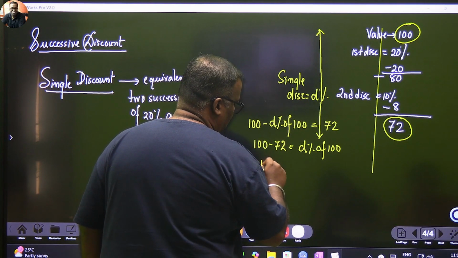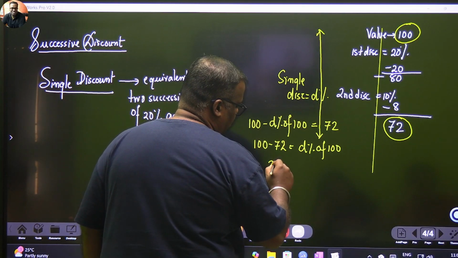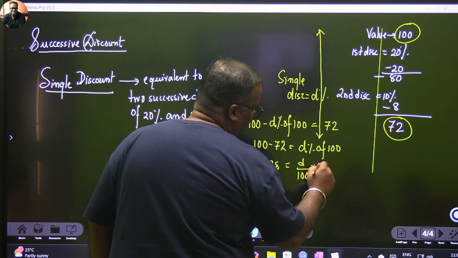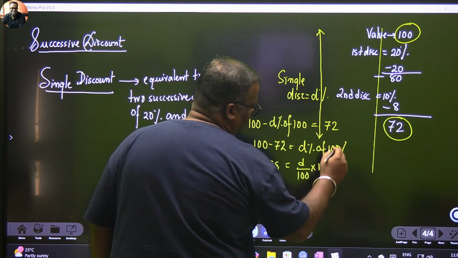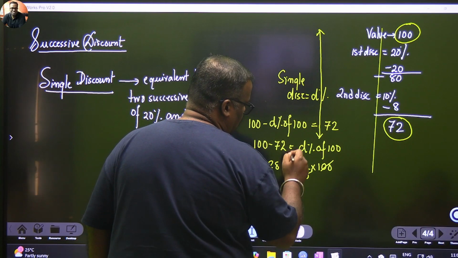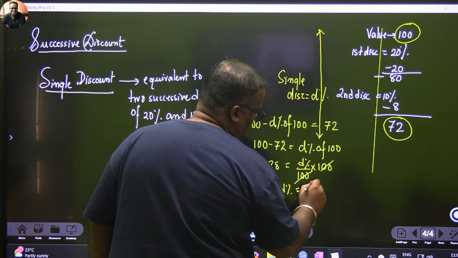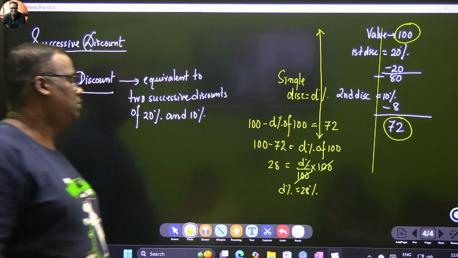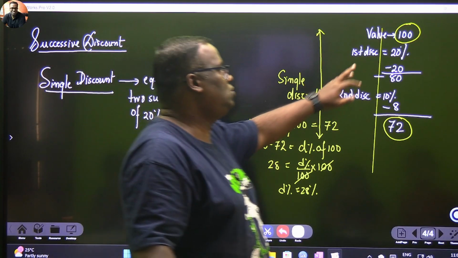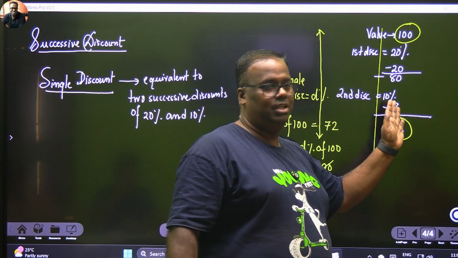So 100 minus 72 is how much? 28 is equal to D%. That is D by 100 into 100. So D% is equal to, discount percent is equal to 28. And you just see, on 100 rupees, how much is 28%? 28. If you reduce 28, itna nahi baat karke.